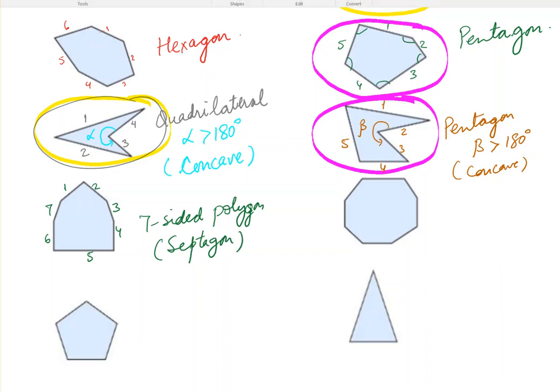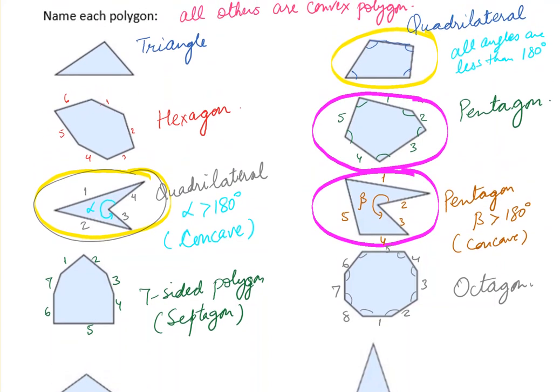Similarly, we can count the sides on the next one. So 1, 2, 3, 4, 5, 6, 7, 8. This is called octagon. It has 8 sides and it has 8 angles. So all the 8 angles are less than 180 degrees. So this is also a convex polygon.